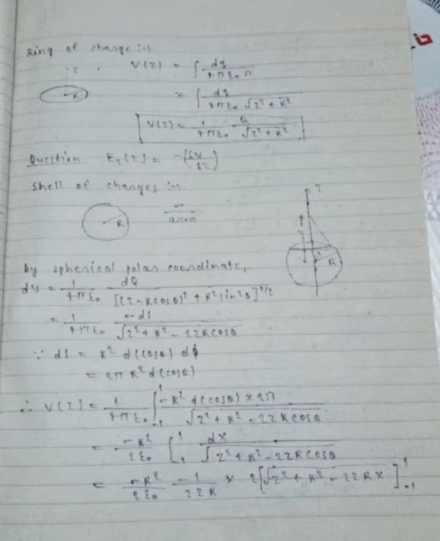Recall from one of the previous lectures that ds is r square d cosine of theta d phi. So I can write this potential dV as equal to 1 over 4 pi epsilon 0. I just want to point out that you should not confuse this dV out here with the volume integral. This is the potential. dV is equal to sigma r square d cosine theta d phi over z square plus r square minus 2 zr cos theta.